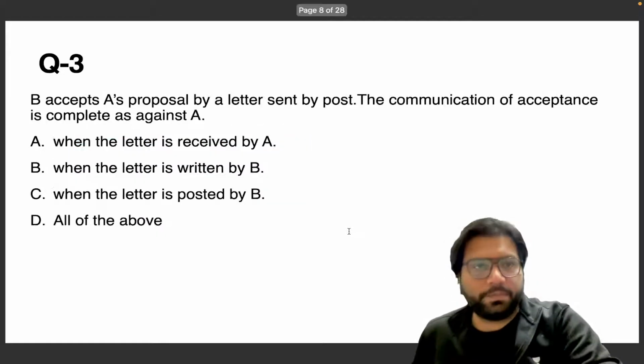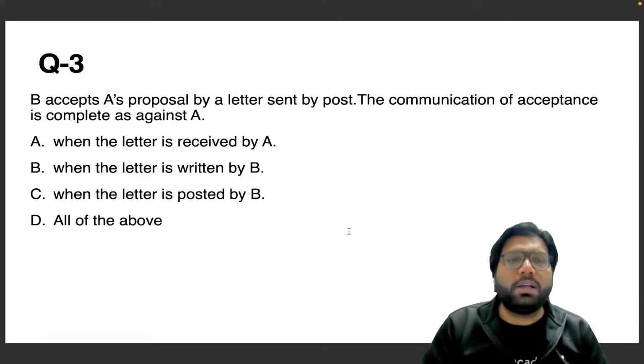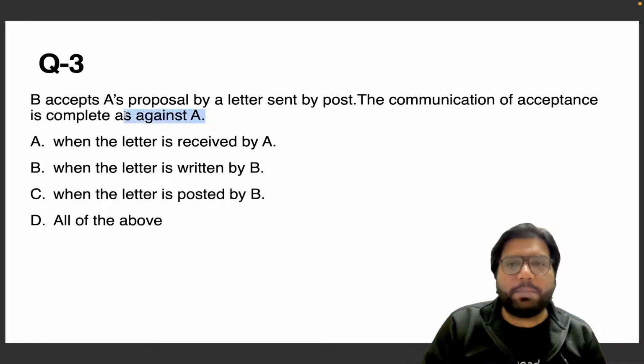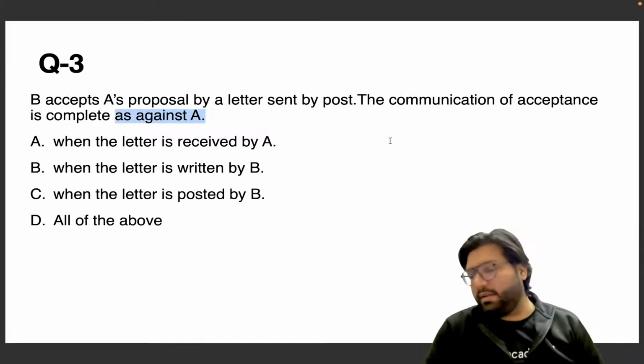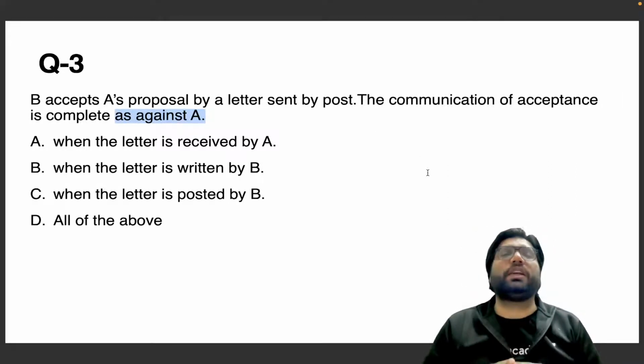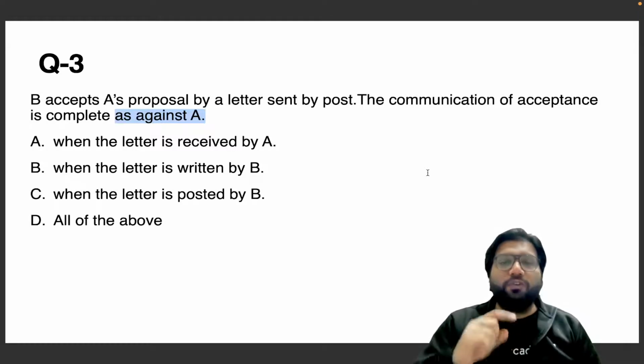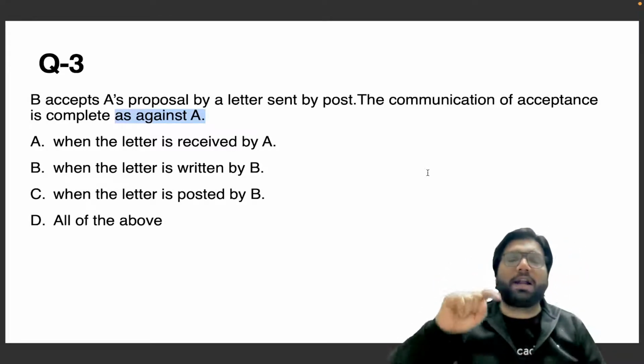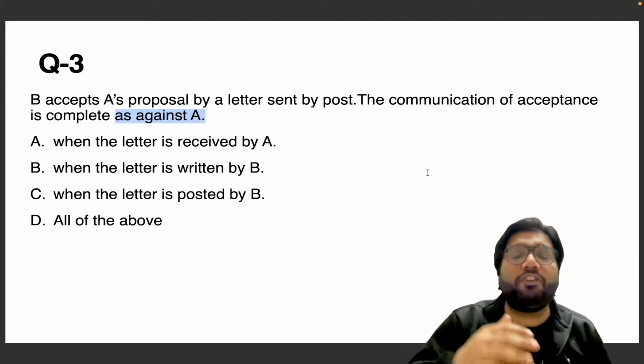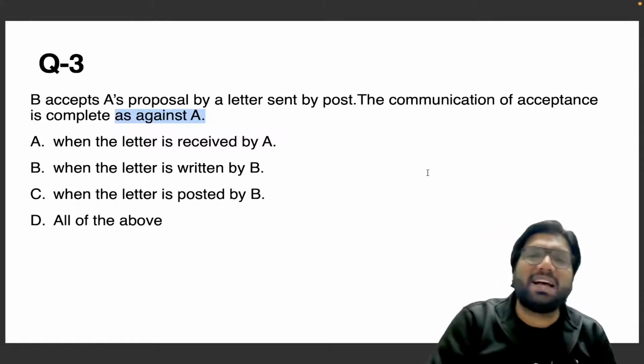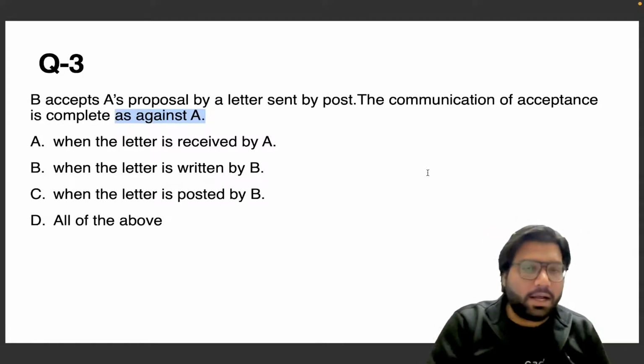Next. Now the same question, but this is against A, when will it be complete? The communication of acceptance is complete as against A. Please read the question carefully. You have to first figure out whether you are figuring out the communication against the acceptor or against the proposer.